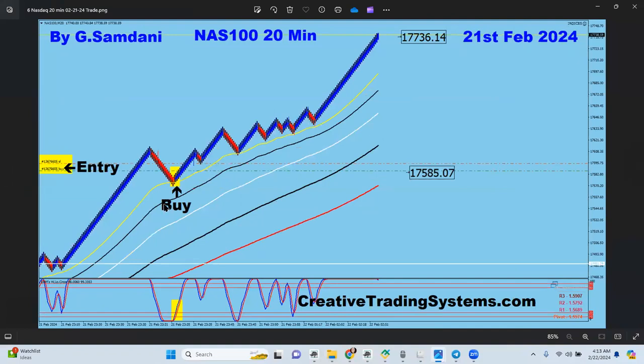And then NASDAQ, look at that. Beautiful entry. And boom, from 175.85 to 177.36. It went up much, much higher, but I closed here. Right? Enough is enough. If it goes too much high or low, then it retraces, right? So take your bread and butter and run. That's what it is.